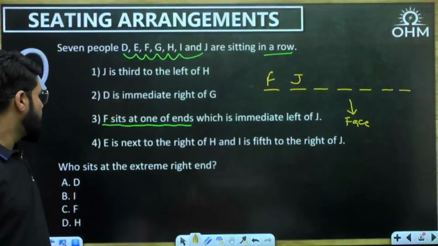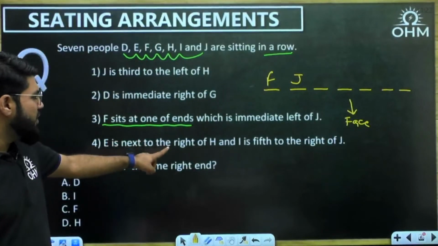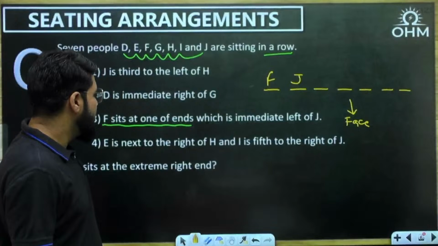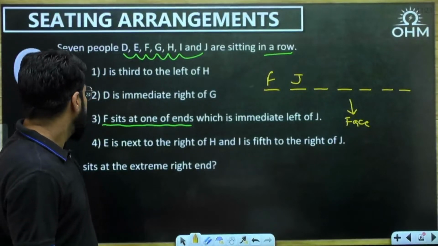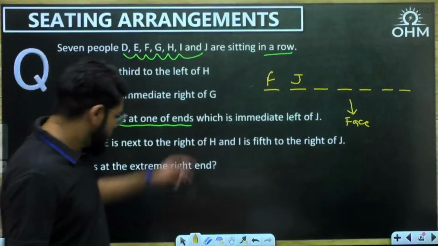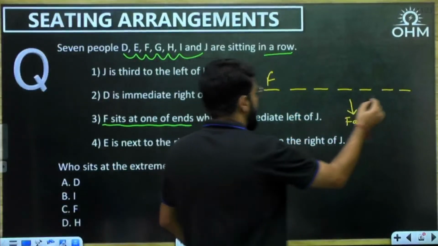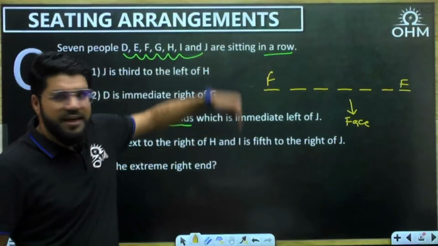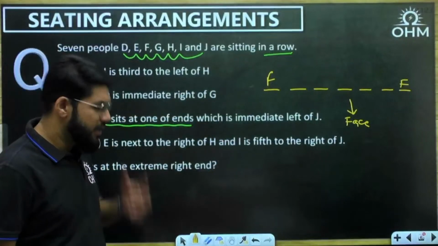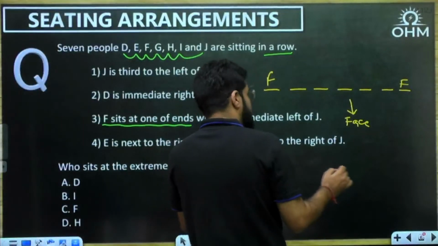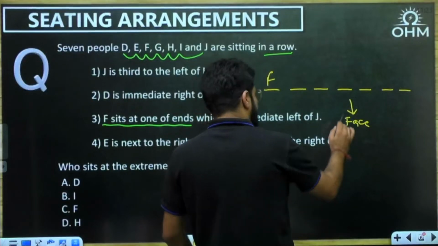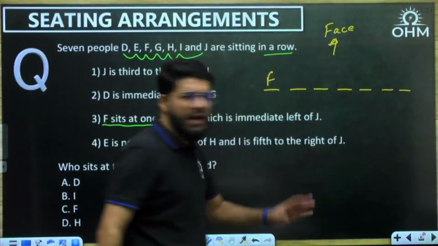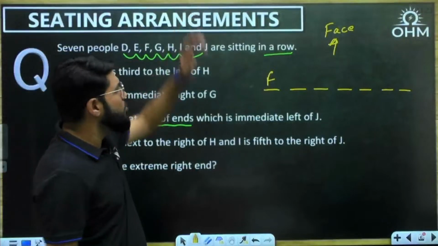So I've got 2 persons now. E is next to the right of H, and I is 5th to the right of J. Oh sorry, I've taken it as right. F is at one of the ends, immediate left of J. I read it reverse. They are facing this side. For me it is easier to explain if they face this side, though you can take either.